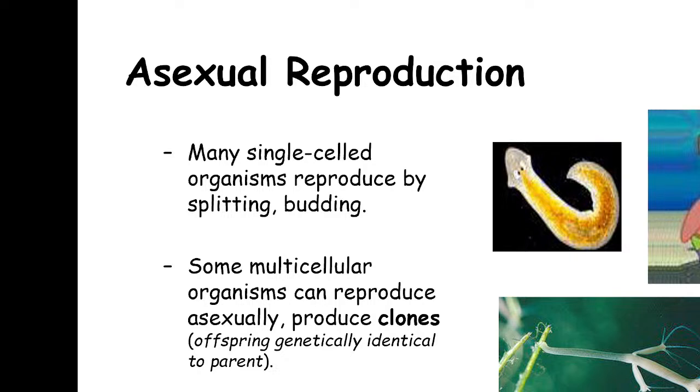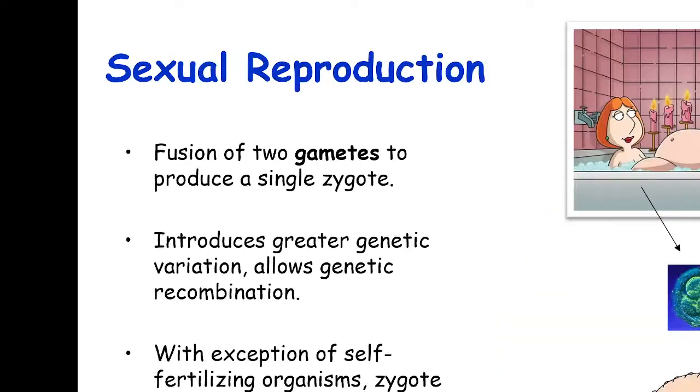Asexual reproduction, what is asexual reproduction? Whenever only one parent is involved, that is called asexual reproduction, whereas when two partners are involved, that is sexual reproduction. Asexual reproduction means many single-celled organisms reproduce by splitting or budding. Some multicellular organisms can also reproduce asexually and produce clones, for example Hydra.